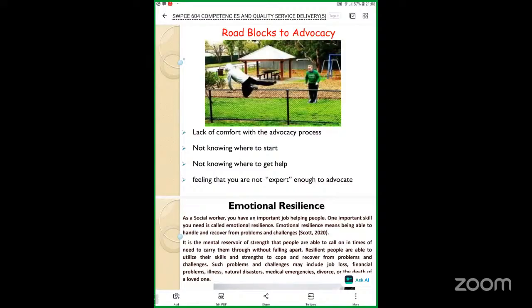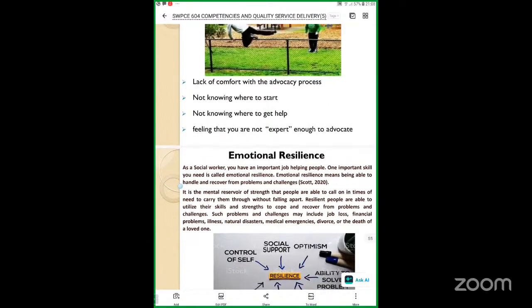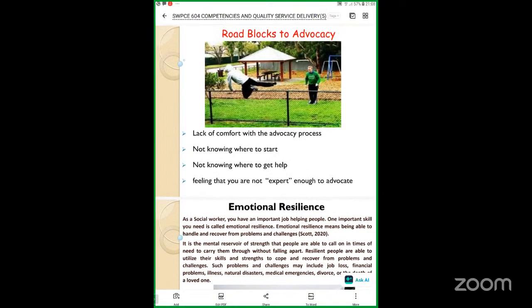Feeling that you are not expert enough to advocate. When you have that inferiority complex, it could be a problem. That is why you need to develop your competencies. When you have the right competencies, you feel fulfilled, and you also want to impact positively on your service users and on society at large. But when your competencies are not all that, you cannot fight for your cause, there is a problem somewhere. That inferiority complex will set in.